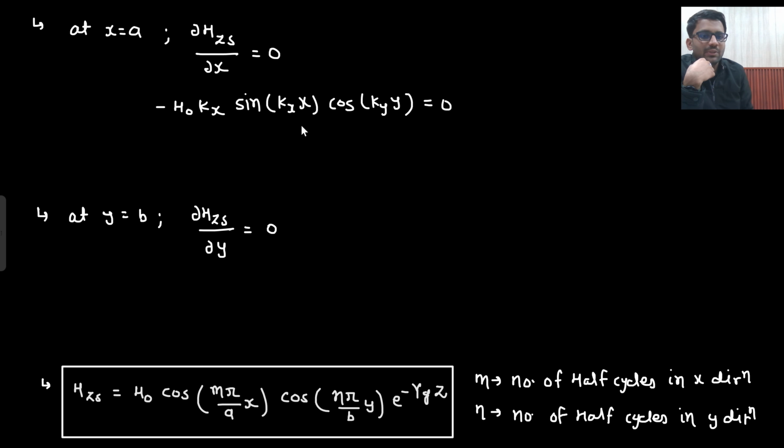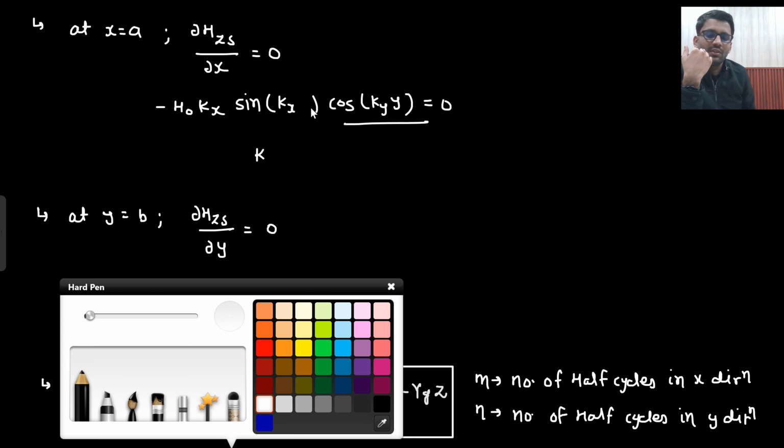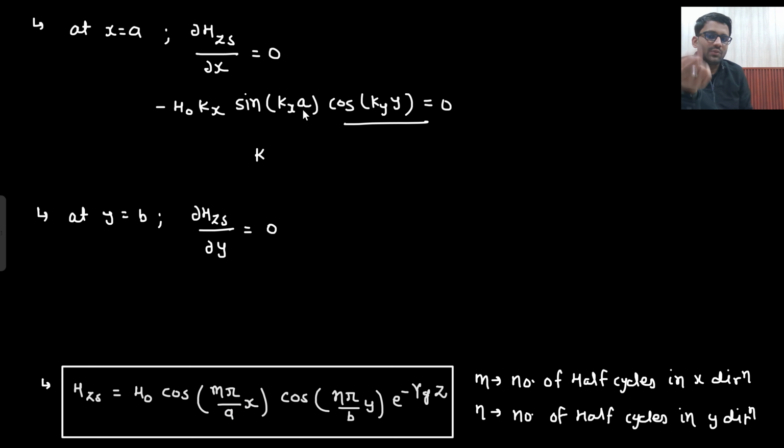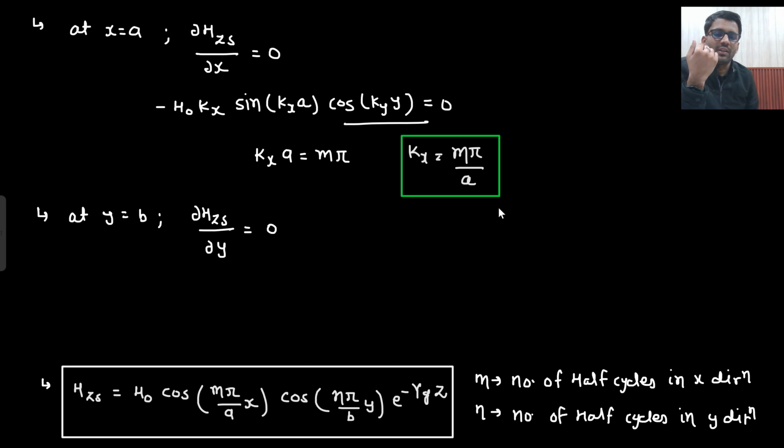I did the differentiation with respect to x, so I cannot comment about anything here. I can comment about these things. This cannot be 0, so what has to be 0? This has to be 0. And where are you putting the value? You are putting the value of x equals a here. So this has to be equal to m pi. So kx a is equal to m pi, so kx is equal to m pi by a. From here you get this conclusion, kx equals m pi by a.